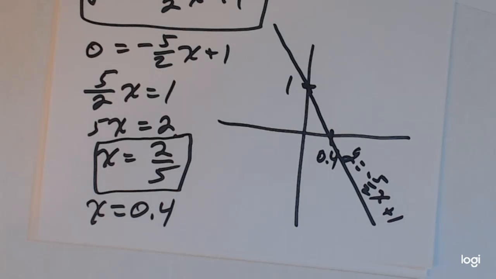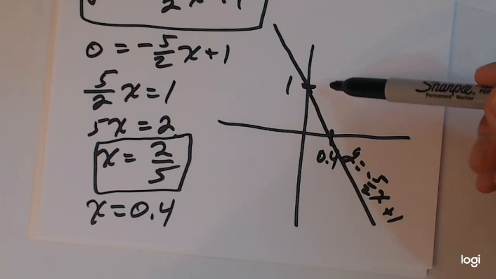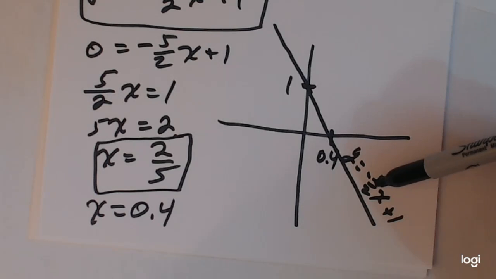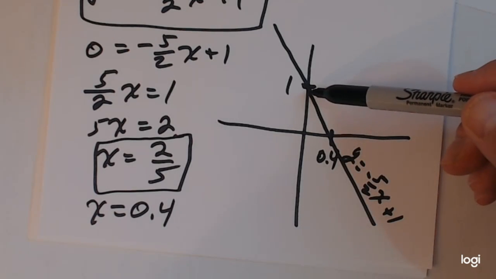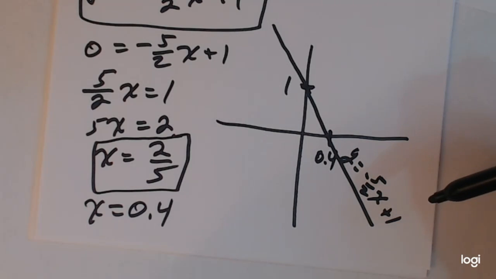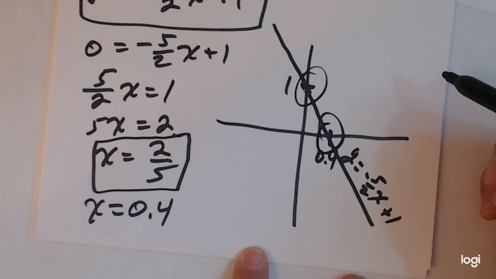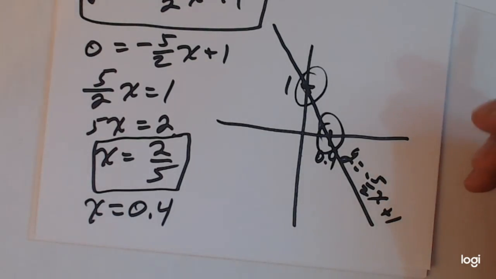So that's how we do it. We have a negatively sloped line, negative 5 halves. So we would be doing, say, down 5 and over 2, down 5 and over 2. We have our two intercepts, 1 and 2/5 or 0.4. And that's pretty much everything here.